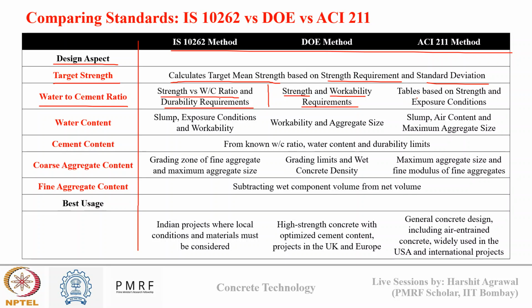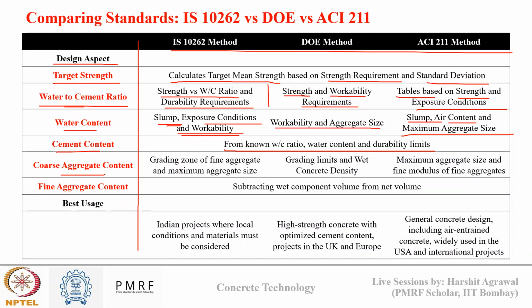And in ACI method we have tables for strength and exposure condition and how they affect the W by C ratio. Then for water content, the IS method depends upon slump, exposure condition, and workability requirements. Slump and workability is the same thing. DOE method takes into account workability and aggregate size, and ACI method takes into account slump, air content, and maximum aggregate size. For cement content, once we know W by C ratio and water content, we calculate the cement content, and we check it based on durability limits.